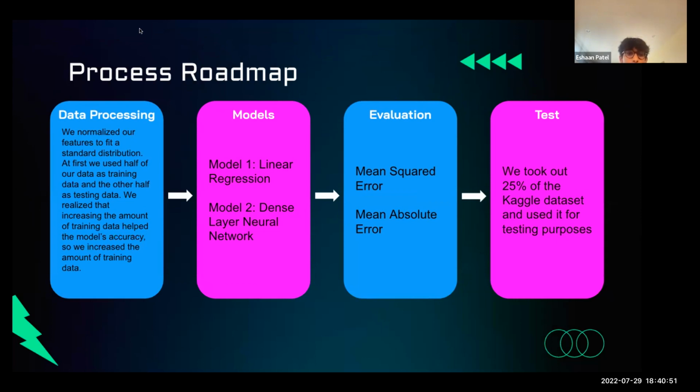So we created two models, a linear regression model and a dense layer neural network model. Our linear regression model proved eventually to be a more accurate model. The way we evaluated our models was using the mean squared error and the mean absolute error. And the way we tested our models is we took out 25% of the Kaggle data set and used it for testing purposes.